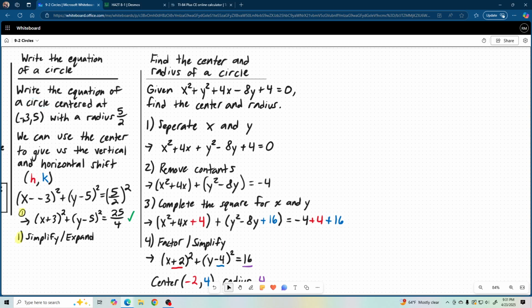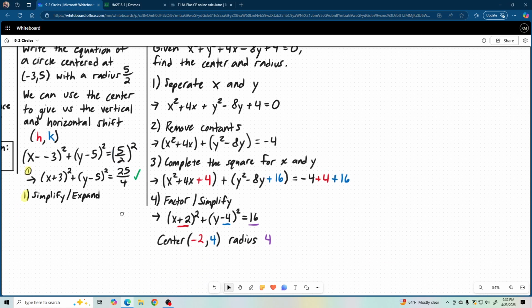So what we're going to do is plug in this -3 and 5 into our equation, right? So -3 is our h, so we're going to put that -3 in with our x. So it's x minus -3, right? Plus y minus 5, right? Remember to put, just like when you're doing the distance formula, write the negative and then put in the number, right? That way you don't mess this up. So, okay. And this, of course, equals our radius squared. Our radius is 5 halves, so we're going to square that.